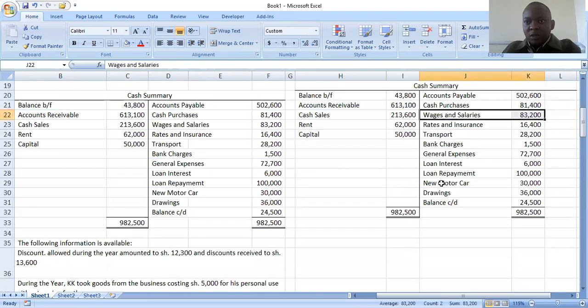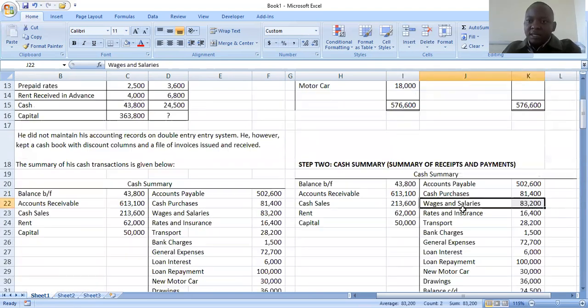The other item we have is wages and salaries. In this case, cash has been credited, so we ought to have debited another account, in this case wages and salaries. This signifies that wages and salaries of 83,200 were paid. Whenever wages are paid, it means these wages are increasing, and wages are expenses. Whenever an expense is increasing, you're supposed to debit. So wages and salaries ought to have been debited.